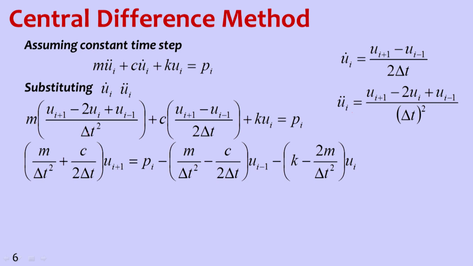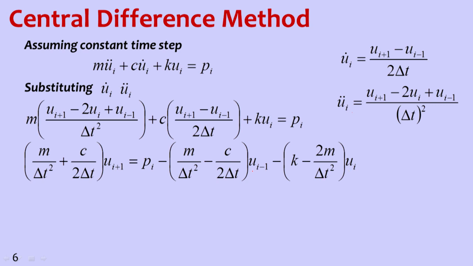So that means mass divided by delta t square will come here, and then c divided by 2 delta t will come here. So that will give us the coefficient for u(i+1). We are sending all these things to the right hand side, that is p_i minus the u_i term. If I look at it, k u_i is here, and in this one we have another u_i term. So when it goes that side, it becomes minus k minus 2m by delta t square into u_i.